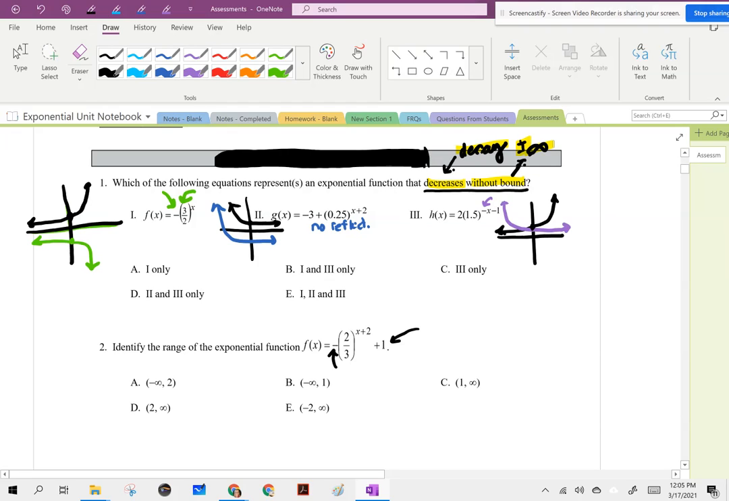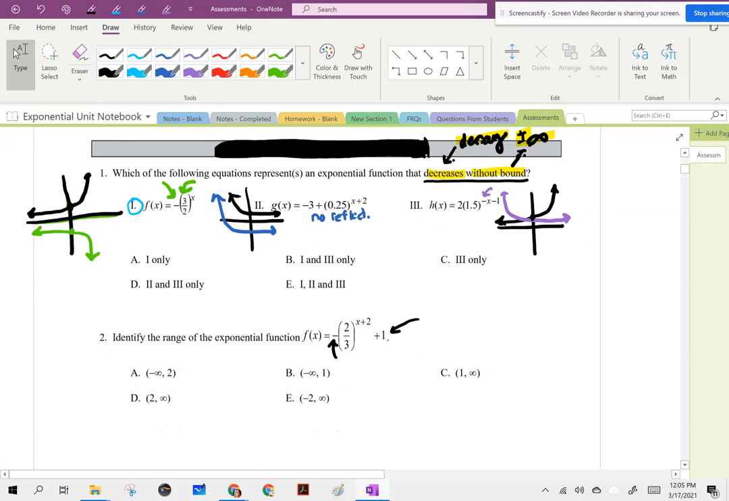So that could be something that's going to positive or negative infinity. And we're talking about as x goes to infinity, what is the y value doing? So we're talking about the right end behavior. One of the things that I want you to be able to do, at this point, is sketch a quick graph of each one of these, 1, 2, and 3.